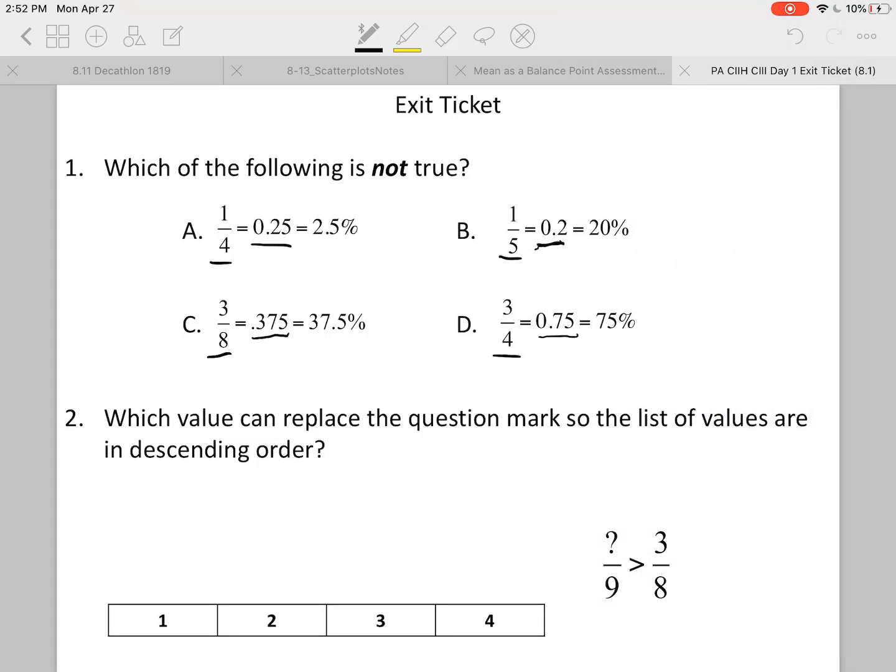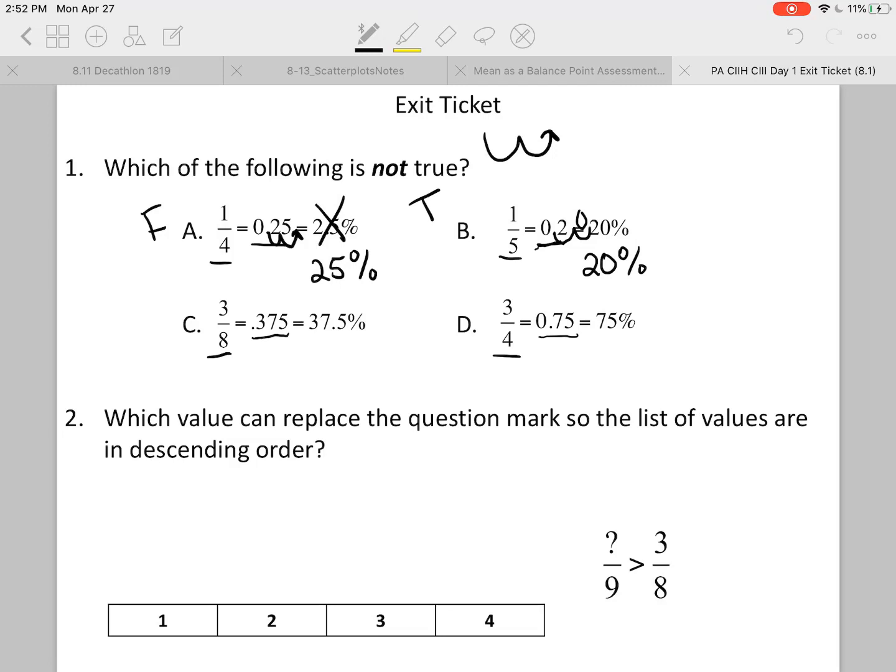To go from a decimal to a percent, we move the decimal point 2 places to the right and add a percent sign. So for 0.25, if I move the decimal point 2 times, I end up with 25%. 2.5% is not the same, so this is a false answer. For B, if I move the decimal point in 0.2 2 places, 1, 2, and I fill my empty space with a 0, I have 20%.